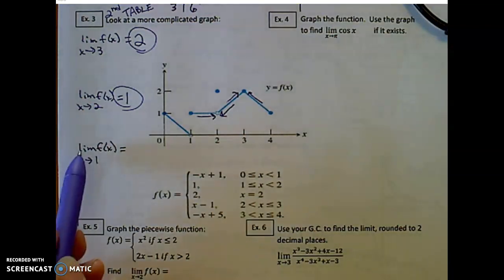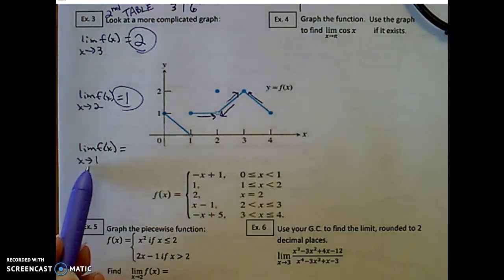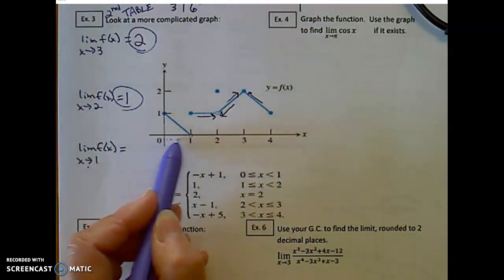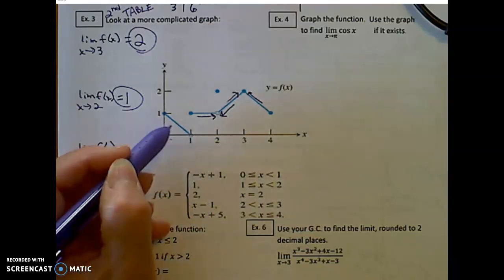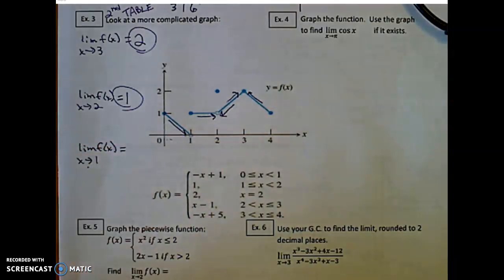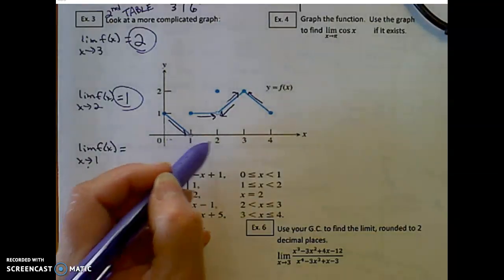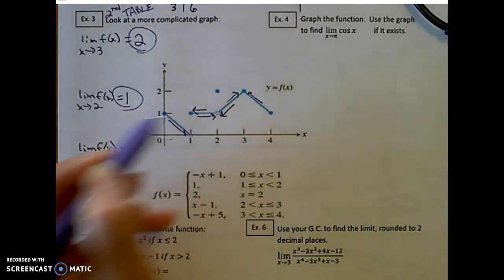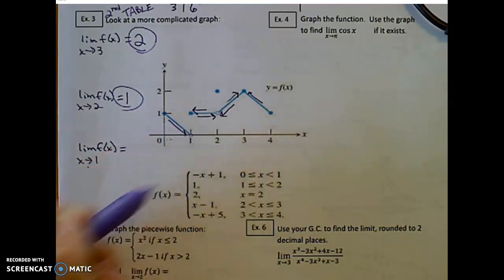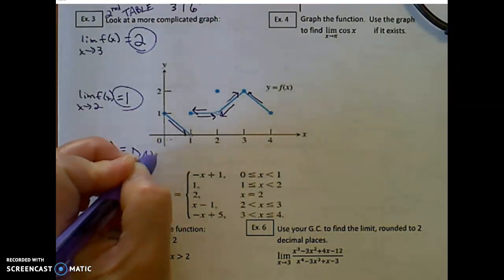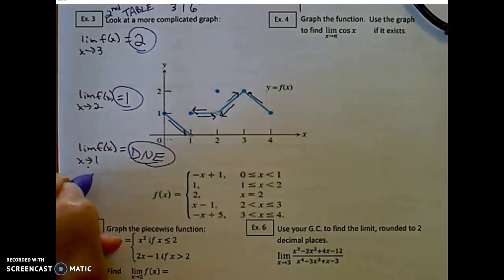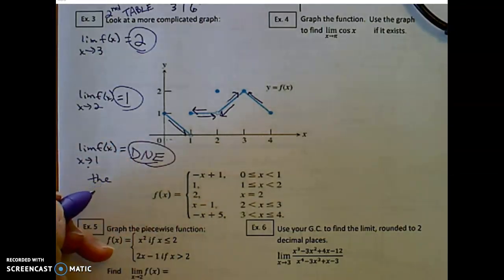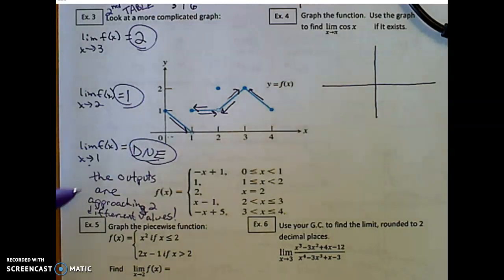Pause if you would. What's the limit as x approaches 1? As x values approach 1 from the left, my function values are approaching 0. But from the right, my function values are approaching 1. That's confusing. It's not approaching the same value for those outputs. That's why that limit does not exist, since the outputs are approaching 2 different values, not a single value.